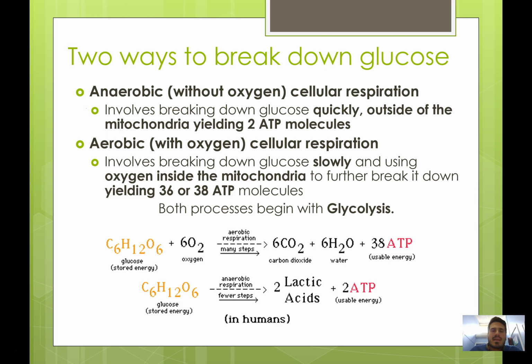Aerobic cellular respiration, on the other hand, the cellular respiration that requires oxygen, involves breaking down glucose very slowly, with lots and lots of breakdowns of glucose. It happens mostly inside the mitochondria, and we get about 36 to 38 molecules of ATP. This number is very contested, and it's not a number you have to know anymore. You just have to know that we get over 30 molecules of ATP, heaps more than anaerobic respiration. Both of these processes begin with glycolysis. That is the first step of any kind of cellular respiration.